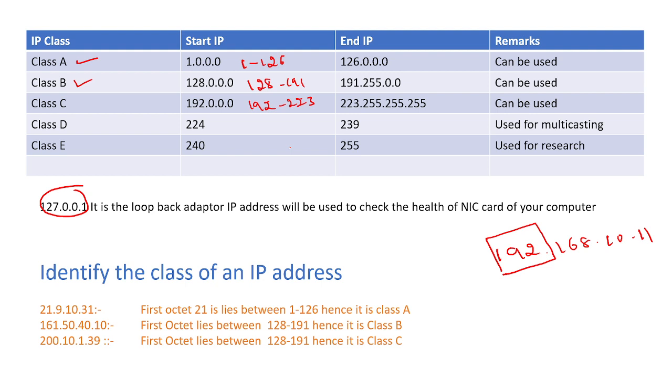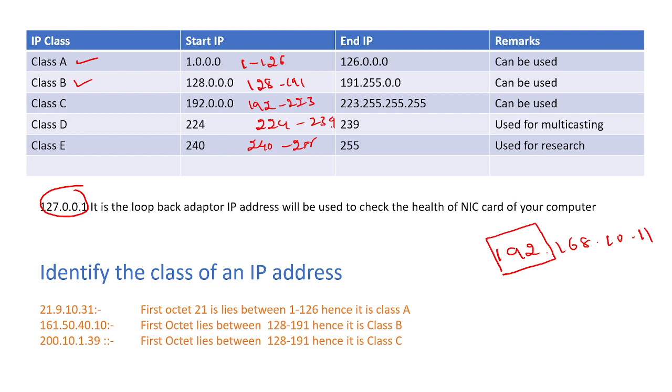So you can forget about class D and class E, but you should know the range of each class. It is important because this question will be asked in every interview. 224 to 239, 240 to 255. So 1 to 126 is class A, 128 to 191 is class B, 192 to 223 is class C. And there is an IP address I have not written: 127.0.0.1. Any number that starts with 127, we call a loopback adapter IP address.